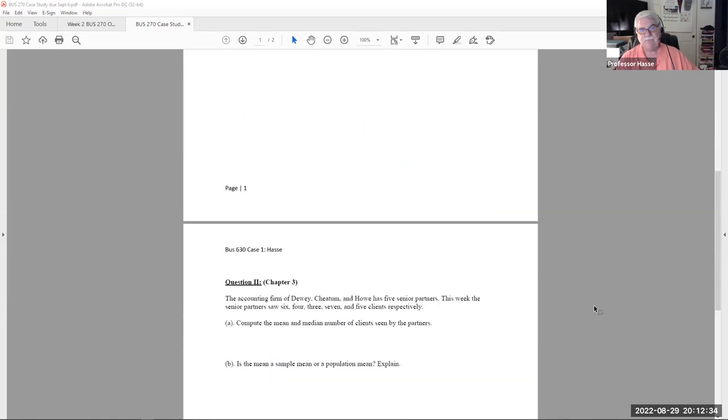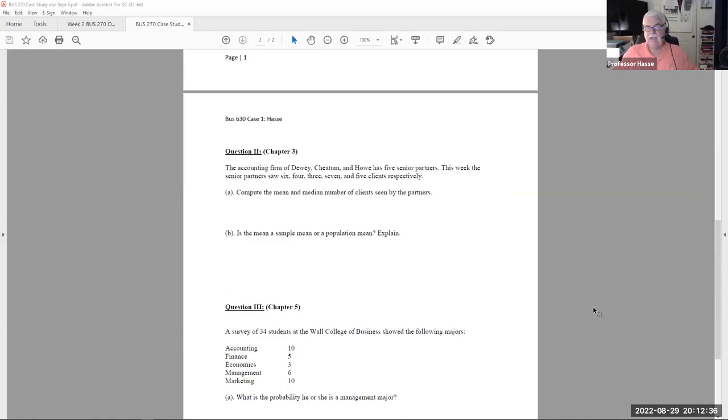Question 2. The accounting firm of Dewey, Cheatham & Howe has 5 senior partners. This week, the senior partners saw 6, 4, 3, 7, and 5 clients respectively. 5 senior partners, one saw 6, one saw 4, 3, 7, and 5.